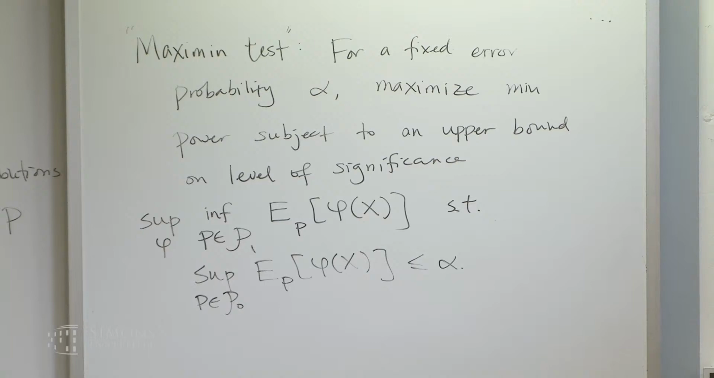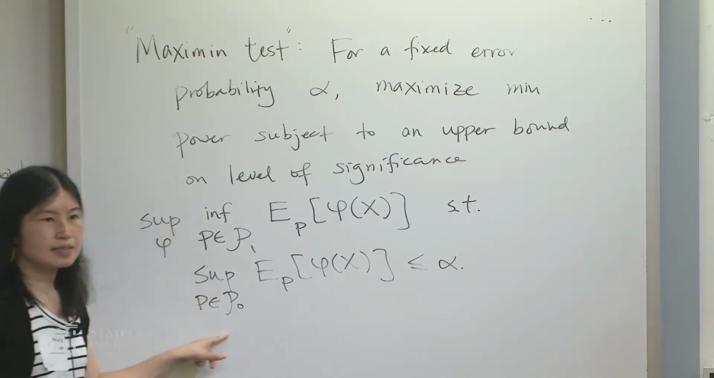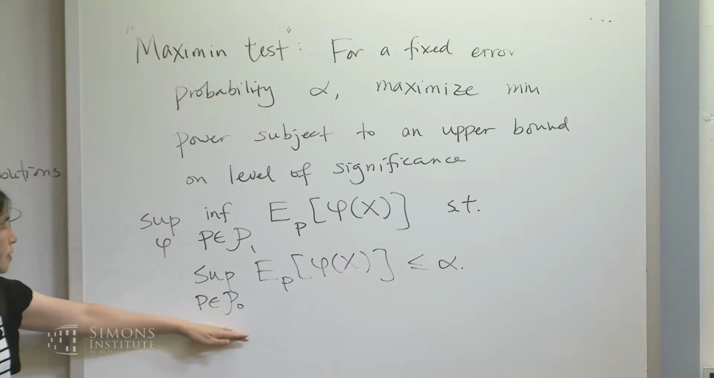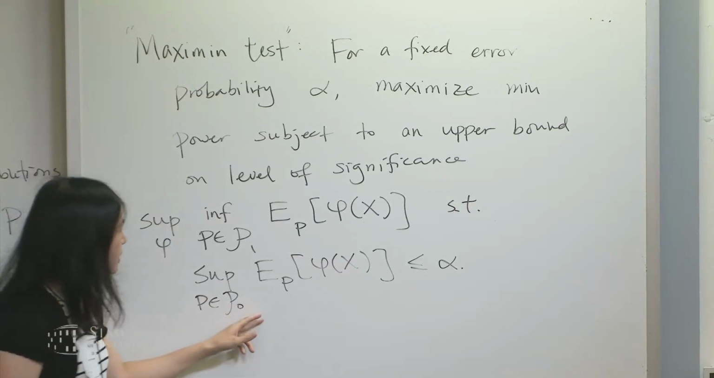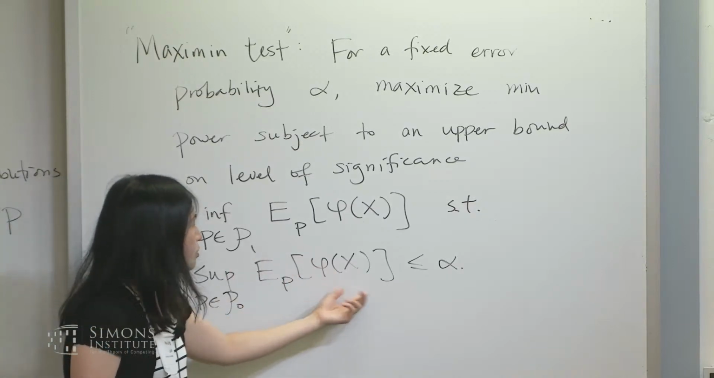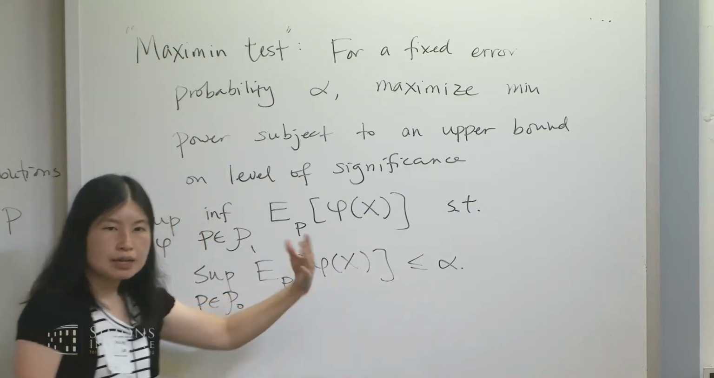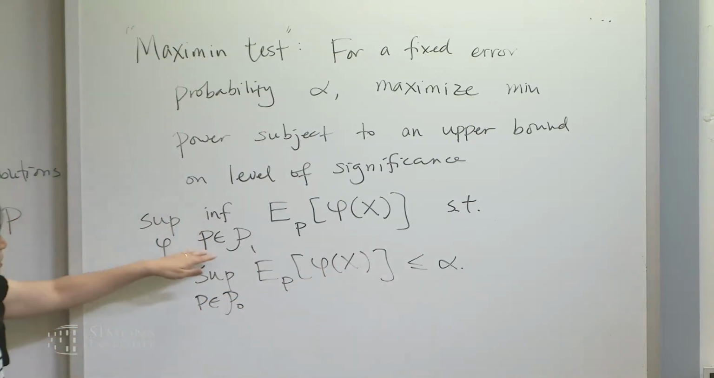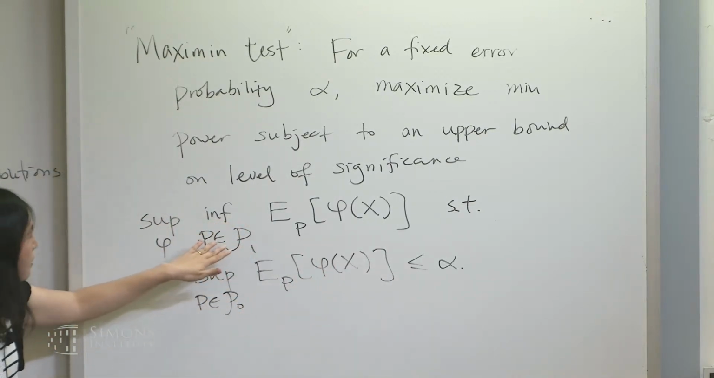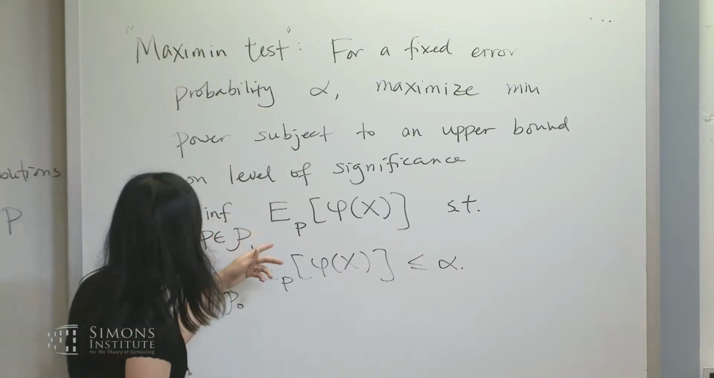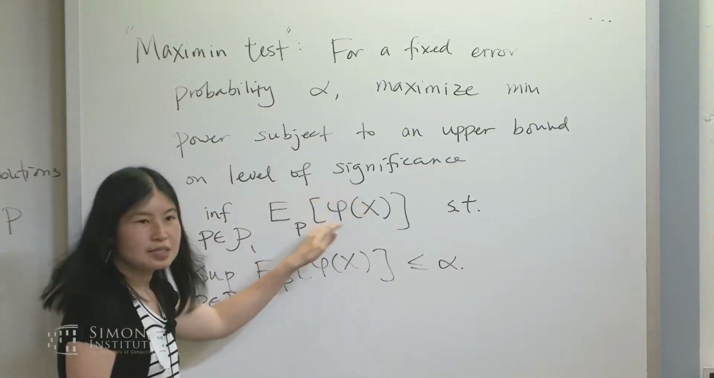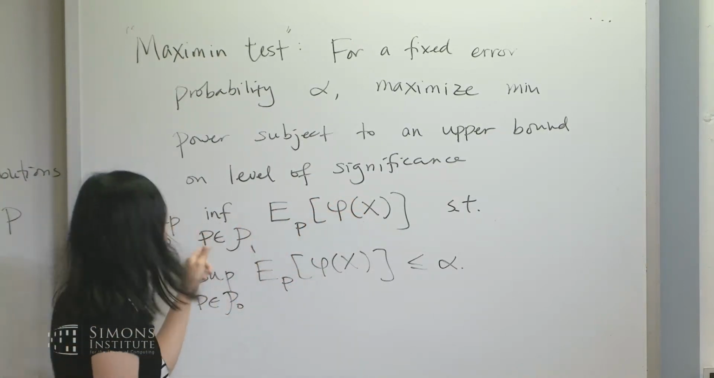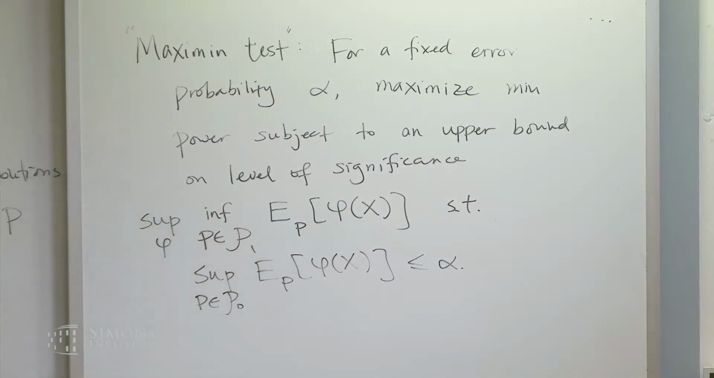So if you go back over here, we need that under the null hypothesis, or anything in an epsilon ball of the null hypothesis, the probability of accidentally rejecting should be at most alpha. At the same time, we want the best possible power. So under the alternative hypothesis family, we want the best possible probability of rejection, where it's the worst case in that ball. So that's this max-min notion.